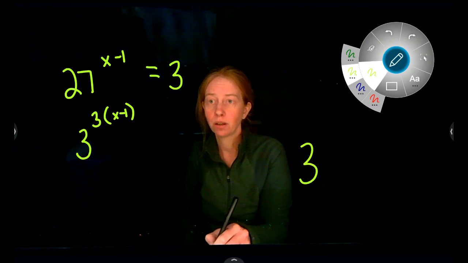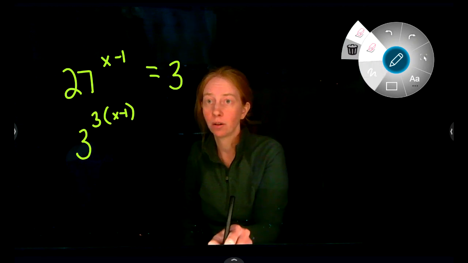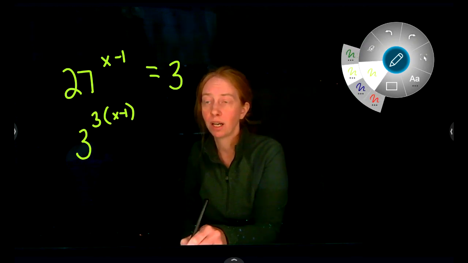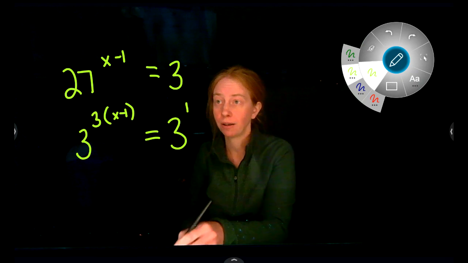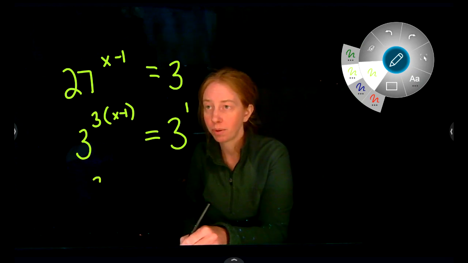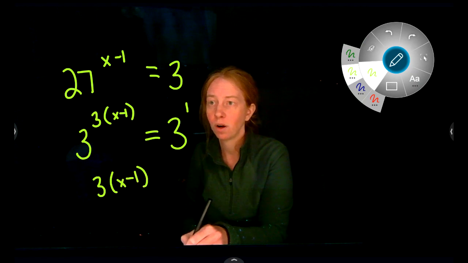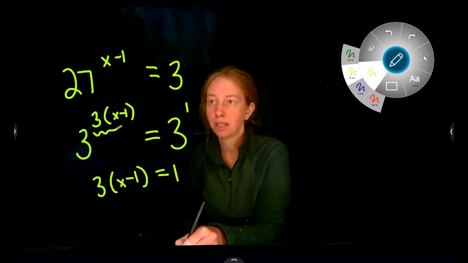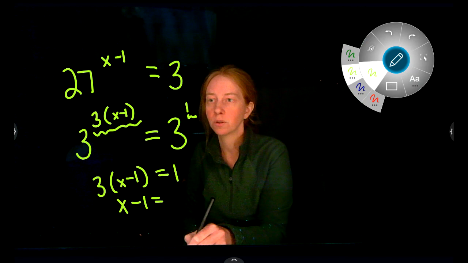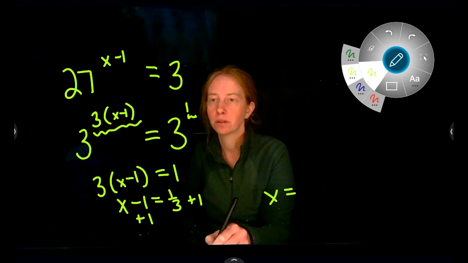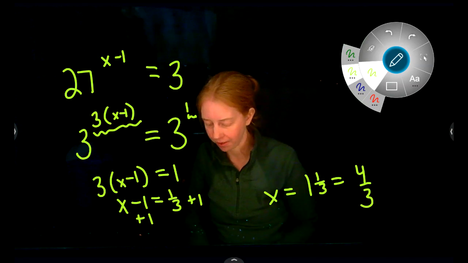3 to the third. I should be writing it over here. 3 to the third times x minus 1 equals 3 to the 1 power, that's a silent 1 up here. So we can now set this equation up and say 3 times x minus 1 equals 1. That came from this stuff right here. So x minus 1 equals 1/3, plus 1 plus 1. x equals 1 1/3, or 4/3, which is probably a better way to write that.